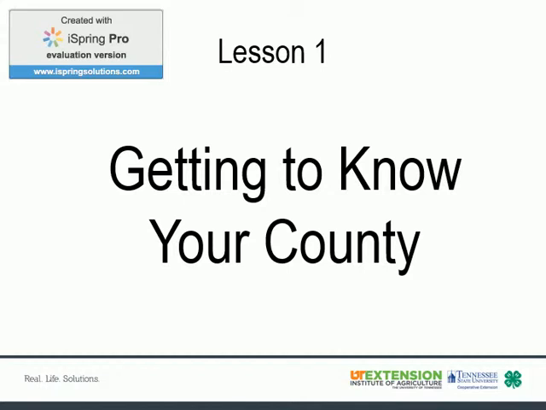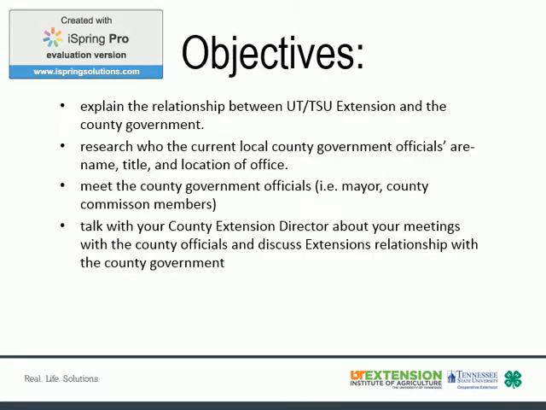Lesson 1, Getting to Know Your County. In this lesson, our objectives are for you to explain the relationship between UT-TSU Extension and the county government, research who the current local county government officials are, their name, title, and location of their office, meet with those county government officials like the mayor and county council members, talk with your county extension director about your meetings with the county officials, and discuss extension relationships with the county government.